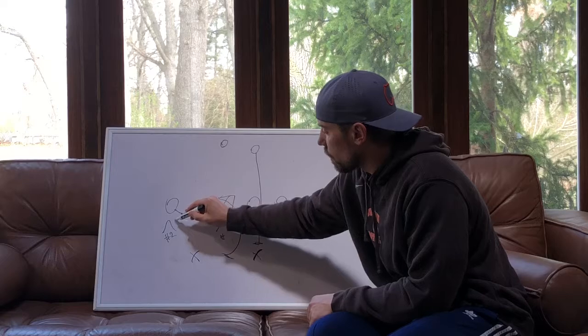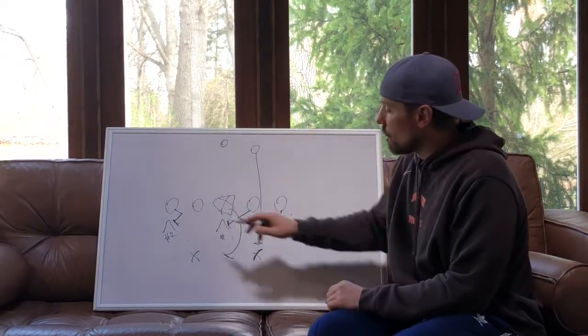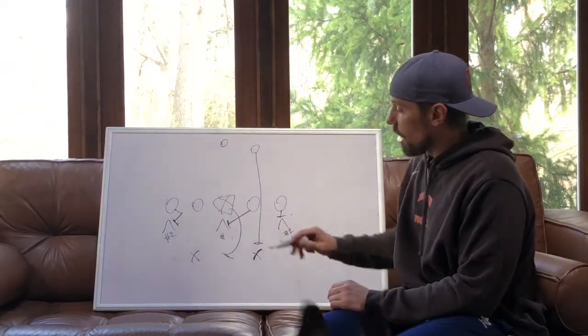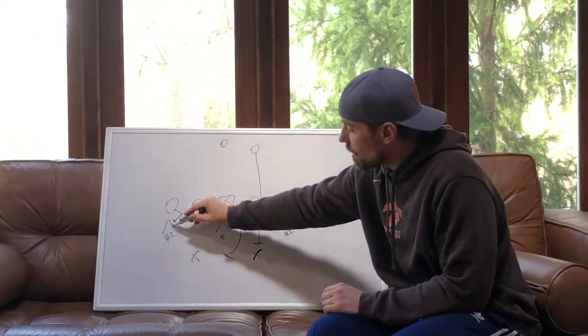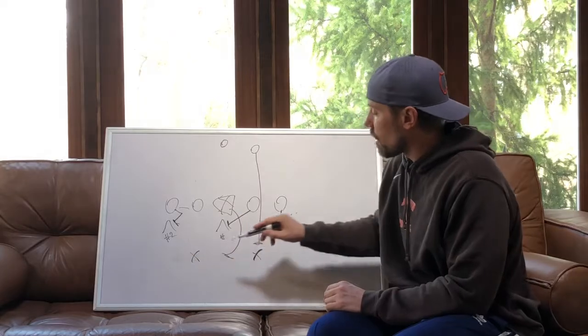And really what we're going to get here in this front is a cutoff block backside. A cutoff block, as opposed to a base block, means I have to take away one side here. I have to stop this guy from crossing face. So that would be a backside cutoff block.